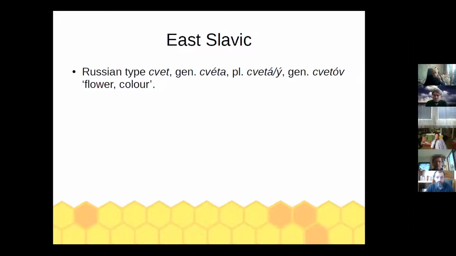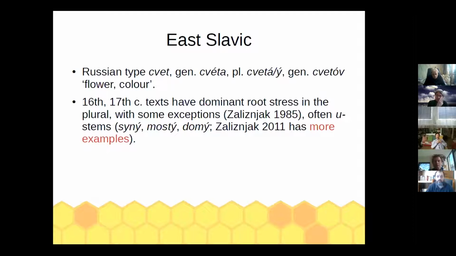And an interesting example here is the Russian type of masculine nouns where we have root stress in the singular but end stress in the plural, of the type цвет, цвета, цветы, цветов. Now, if you look at older sources of Russian, it's well known that quite a few nouns belonging to this type in modern Russian have dominant root stress in the plural in earlier Russian, in the 16th and 17th centuries. And it's interesting to see that those examples that do actually have this end stress in these older texts tend to be original U-stems. So we find forms like syny, mosty, and domy in these older sources.